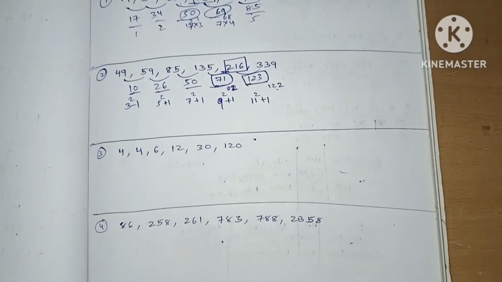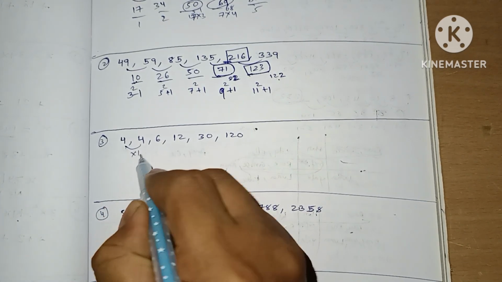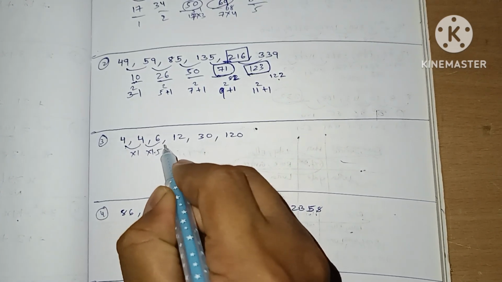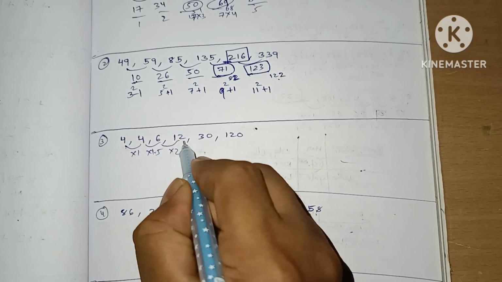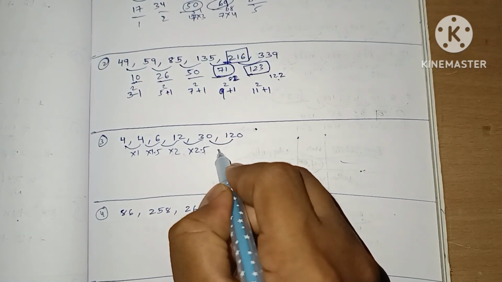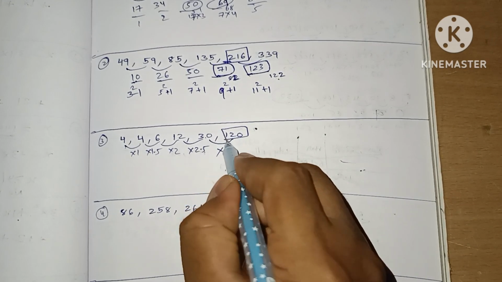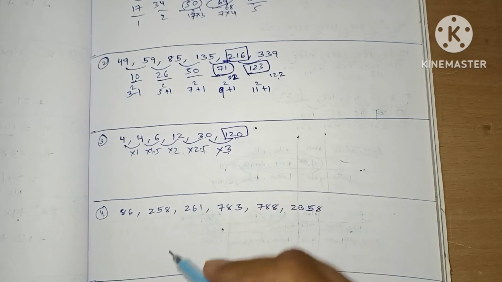Next question. Here it is clear that this is into 1 times and this is into 1.5 times and this is into 2 times. This is into 2.5 times, but this is not 30 into 3 times, which will be 90, not 120. So our wrong number is 120.